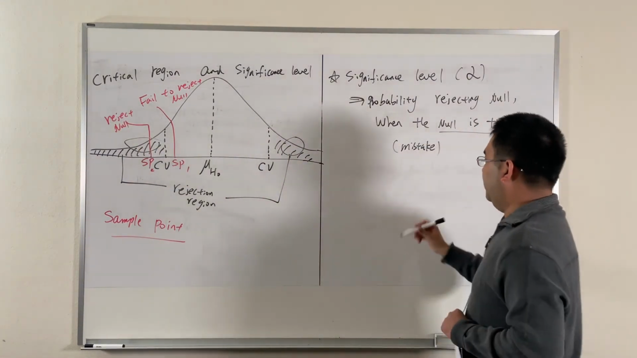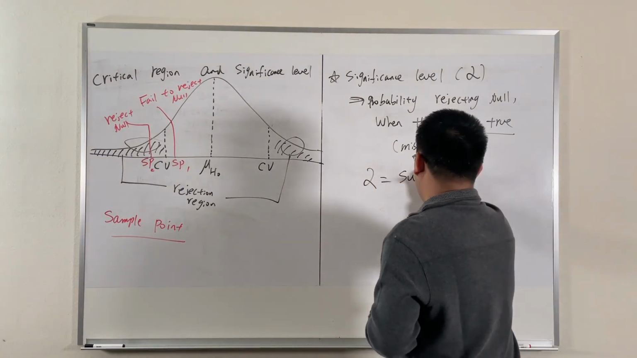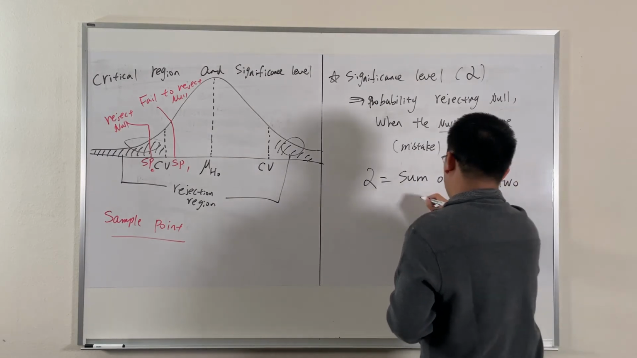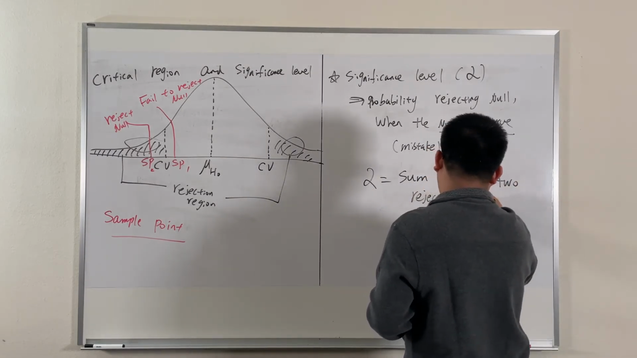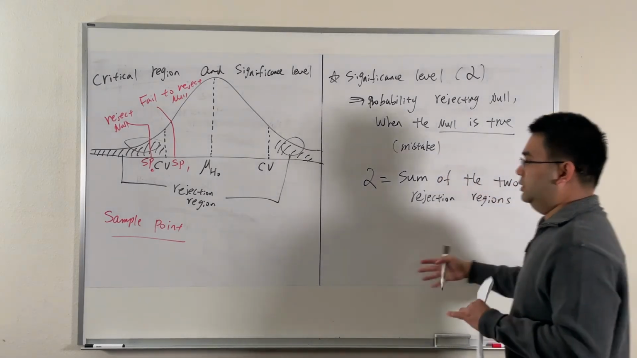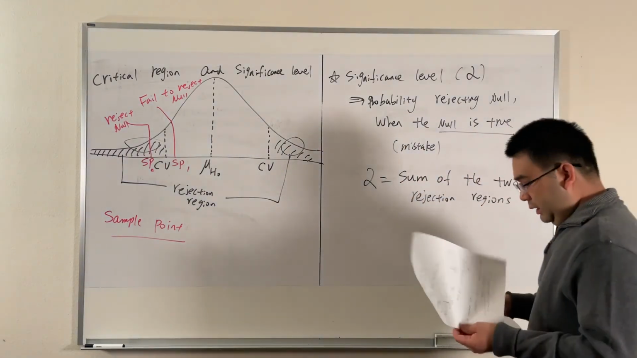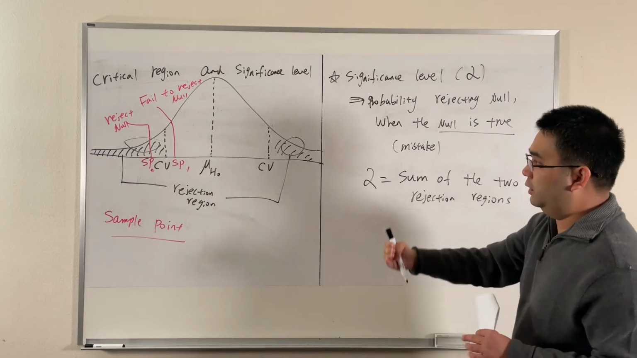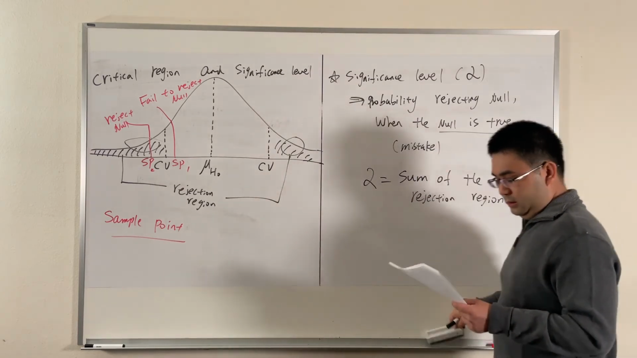So in fact, our alpha equals the sum of the two rejection regions, this shaded area plus this shaded area. And that's the two-sided test. Let me quickly give you alpha when we do the one-sided, one-tail test.